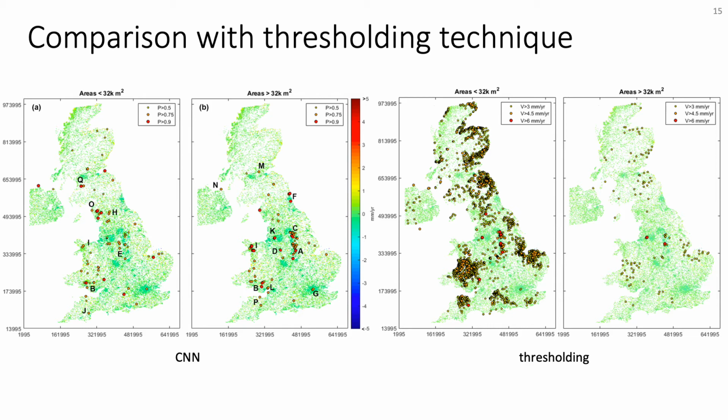From the histogram in the previous slide, we set 3 thresholds at 3, 4.5 and 5 mm per year to classify slow, medium and fast deformation, and apply a thresholding technique just to compare. Compared to our proposed method, the thresholding technique generates significantly more positive points for experts to further investigate. In total it's more than 4,000 positive points, compared to only 258 locations using the CNN.